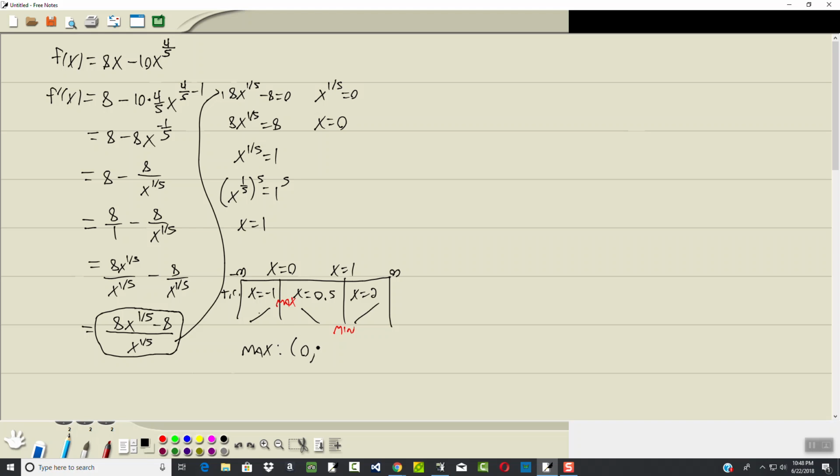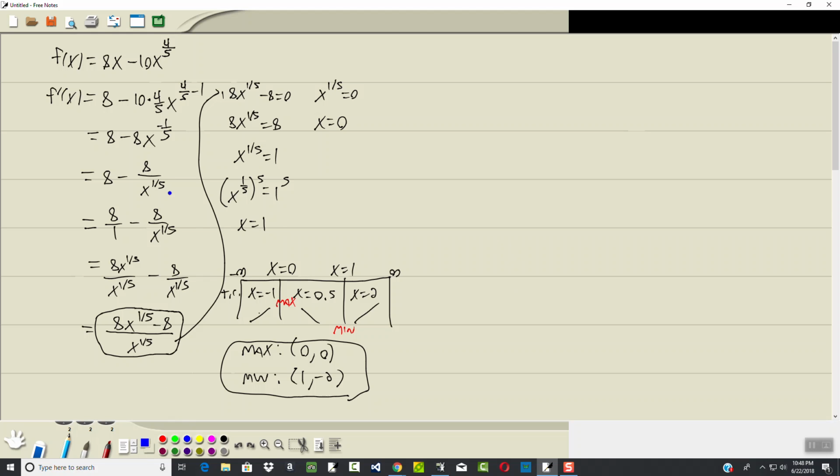So I'll have 0, comma, and you want to plug this back in your original function. Put 0 here, 8 times 0 is 0. Put 0 here. 0 to the 4/5 power is 0, times 10 is 0, so that gives us max is 0, 0. Min, 1. If I put 1 in here, 8 times 1 is 8. 1 to the 4/5 power is 1, times 10 is 10, so I got 8 minus 10, which is negative 2. And those would be our relative min and relative max.